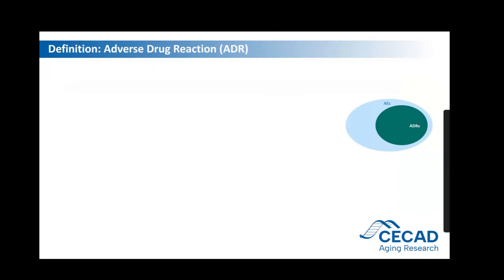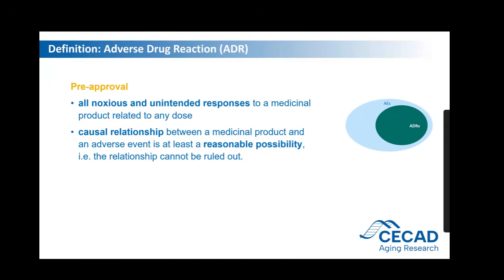And looking back to the whole pool of adverse events, it may happen that you can directly connect such an event to the IMP that has been administered. And then we are talking about adverse reaction or adverse drug reaction, because at least if it cannot be ruled out, there may be a connection between the event and the IMP.